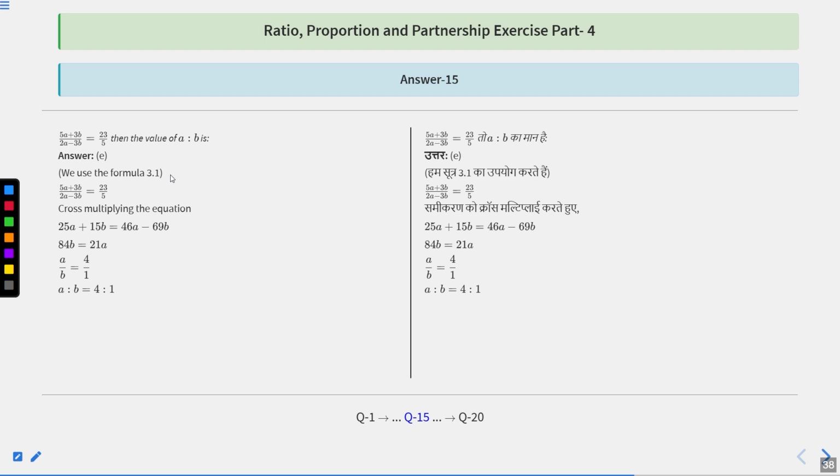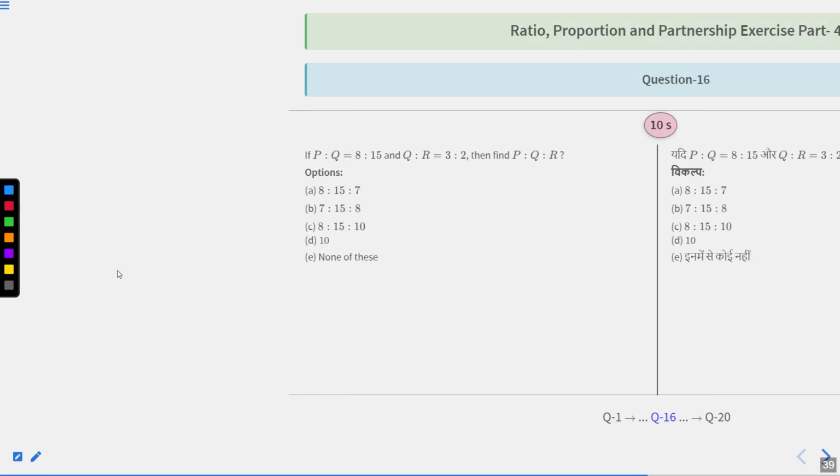Now we are going to use formula 3.1. Clear? So this is the given equation in the question. We can use cross multiplication in this question. When we cross multiply, we get 25a plus 15b equals 46a minus 69b. So when we solve it, we get a ratio b equals 4 upon 1. A upon b equals 4 upon 1. So we can write in ratio form a:b equals 4:1. So E is the correct answer.